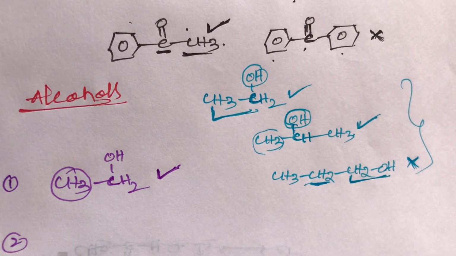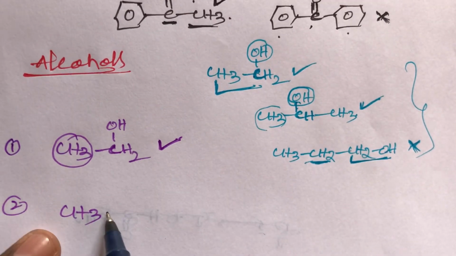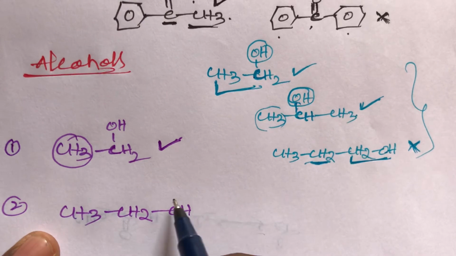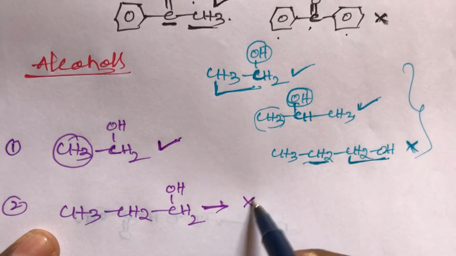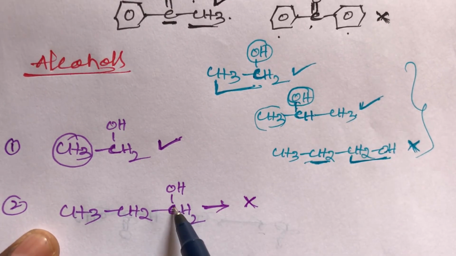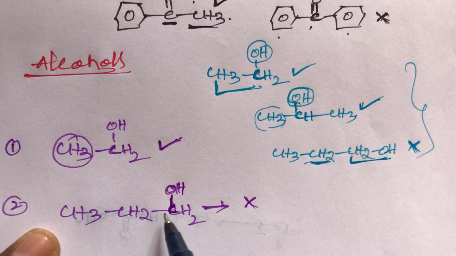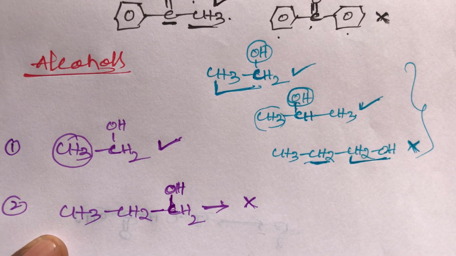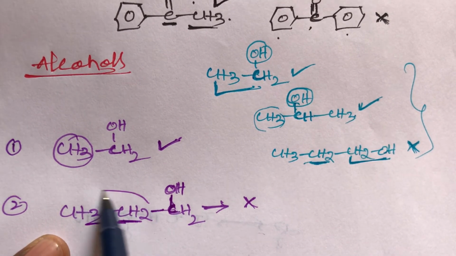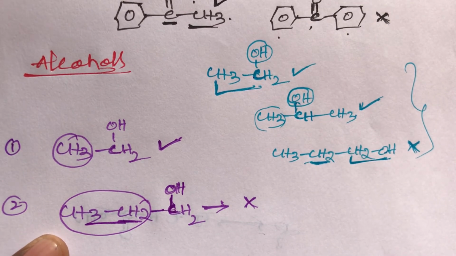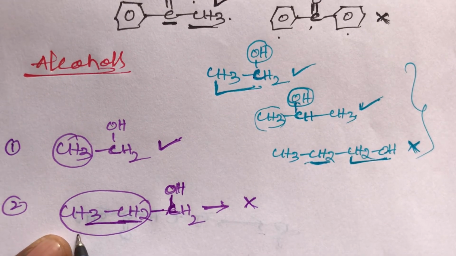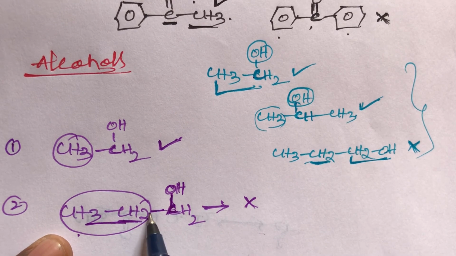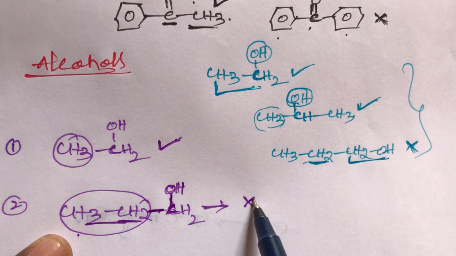Now the second one, CH3-CH2-CHOH-CH2. But this is not giving the iodoform test. Why? Because this alcoholic carbon is directly connected with an ethyl group. Ethyl groups do not give the iodoform test. The CHOH group directly connected with a methyl group gives the iodoform test, but in the second compound this CHOH is directly connected with a CH2 group, so it does not give the iodoform test.